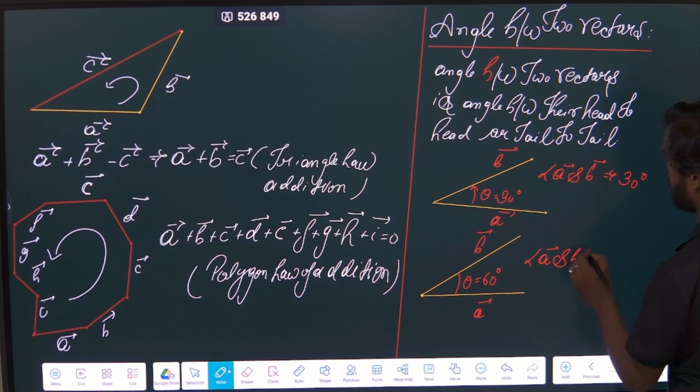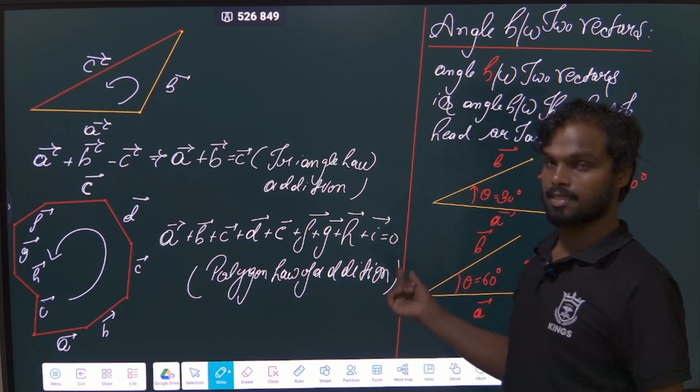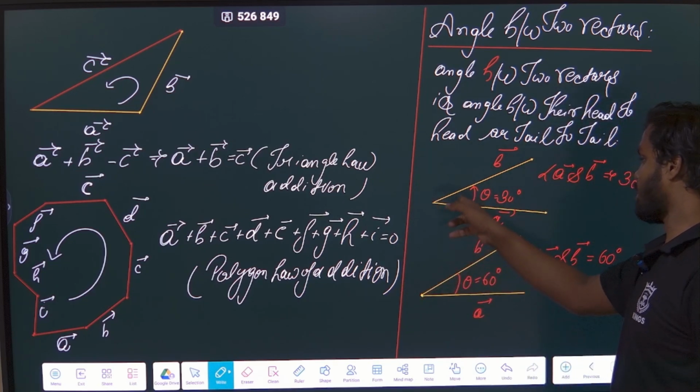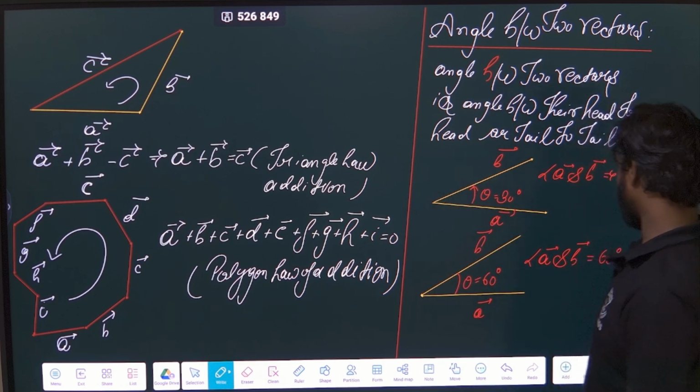The angle between A and B here is equal to 60 degrees. Clear? So here we can say that the angle is either the angle between their head to head, or the angle between their tail to tail. So let us take some example.